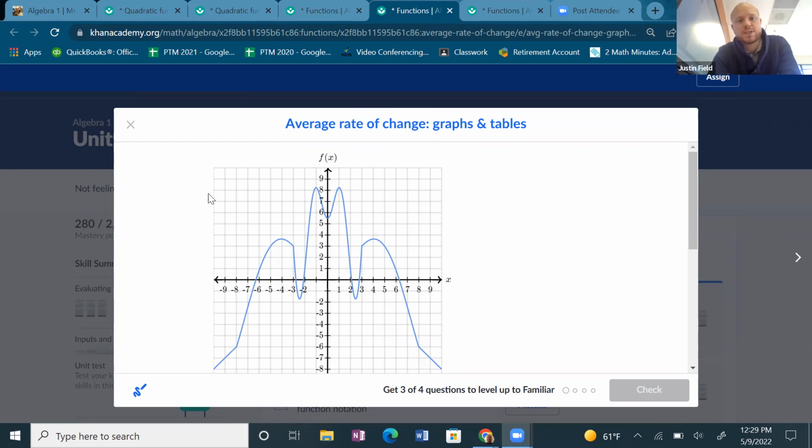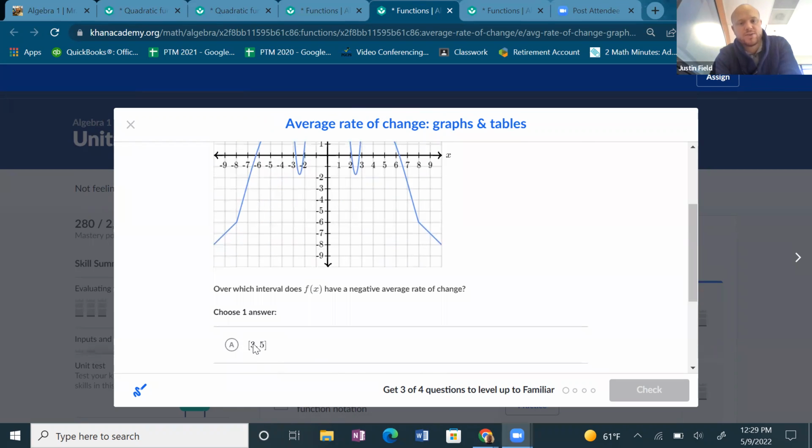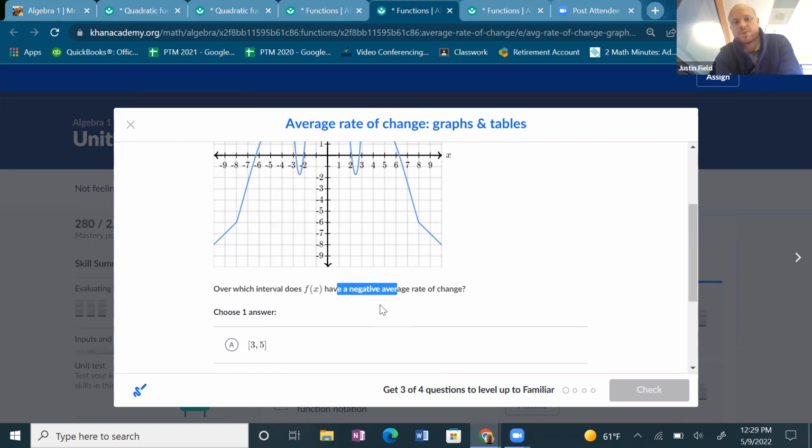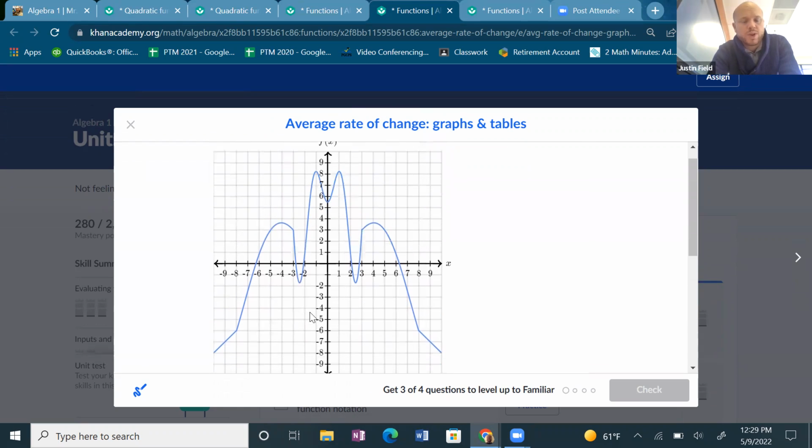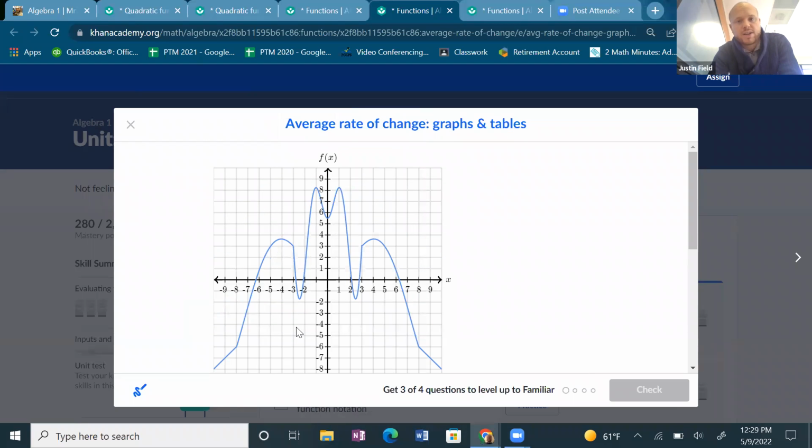So they're going to give us some x values, and we're going to find the y values on the graph, and we're going to calculate a slope. If the slope is negative, we will select that answer because they're looking for a negative average rate of change. So 3 and 5 are the first x values we can choose.